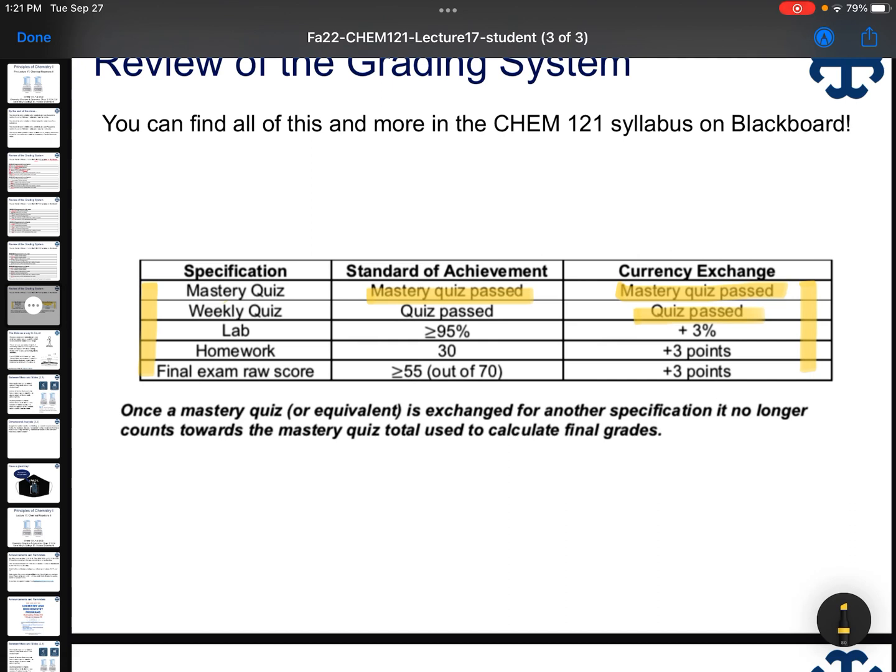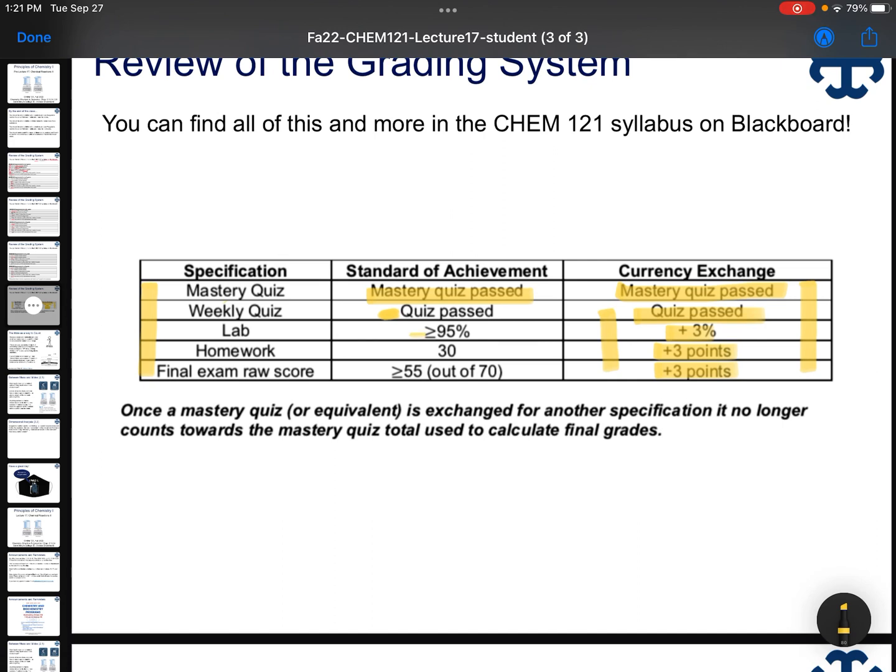which is the first goal. Okay. You can also use that mastery quiz to add 3% to your lab grade, add 3 points to your homework grade, or add 3 points to your final exam score. And of course, I don't want to just reward you for passing mastery quizzes, so you can also exchange a normal quiz for any of the things in this right column.